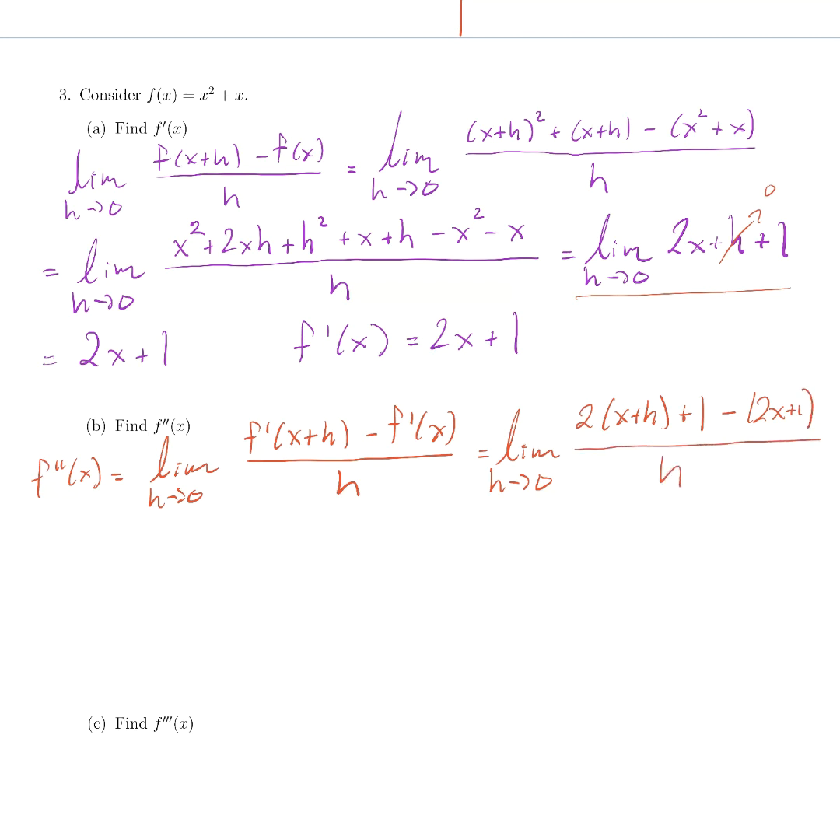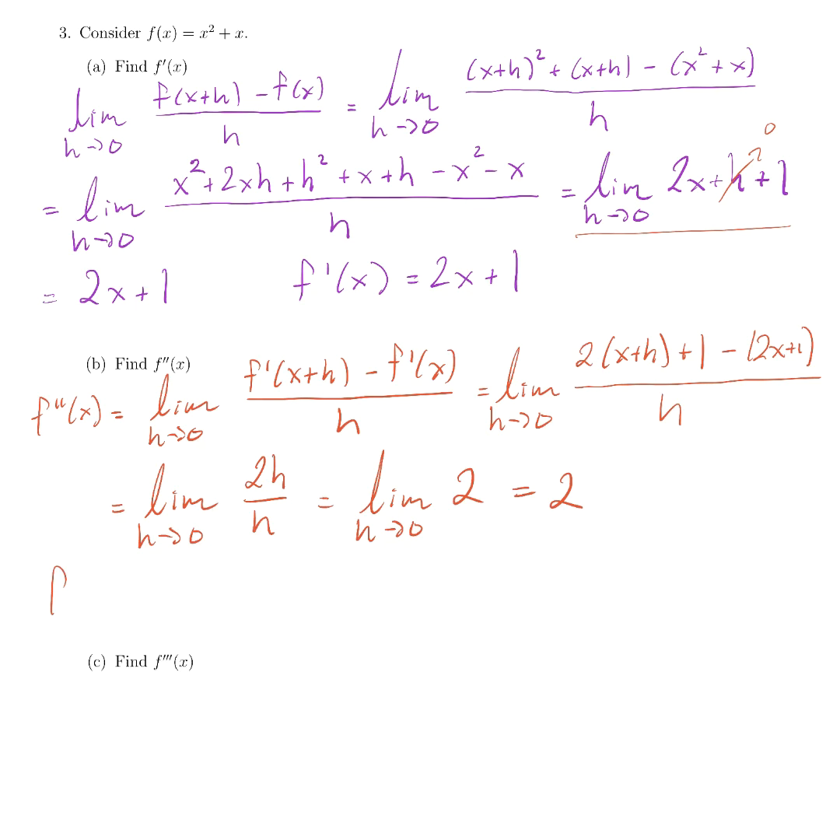minus f prime, which is 2x plus 1, all divided by h. And so this is the limit as h goes to 0. Let's see, we're getting a 2x minus a 2x, 1 minus a 1, so those are going to go away. So it looks like we're just left with a 2h divided by h, which is the limit as h approaches 0 of 2. And as h approaches 0, 2 is not changing. So this limit is just 2. Okay, so that tells us then that the second derivative of this function is 2.